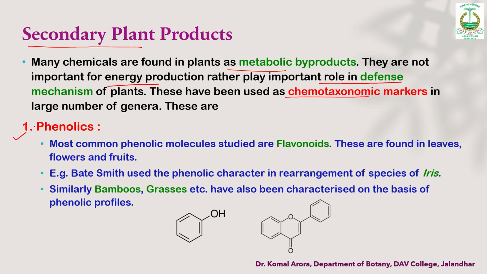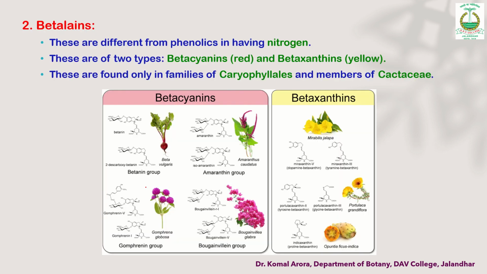The first such category is phenolics. The most common type of phenolic compounds are flavonoids. These are found in leaves, flowers, and fruits. They have been used in taxonomic studies, like in bamboos and grasses, etc. On the basis of the profile of phenols present in these plants, they have been categorized.